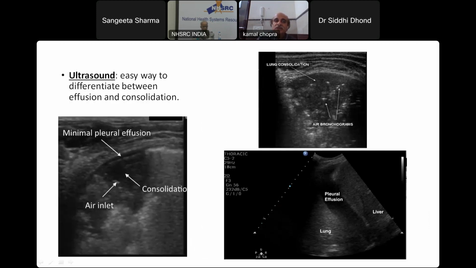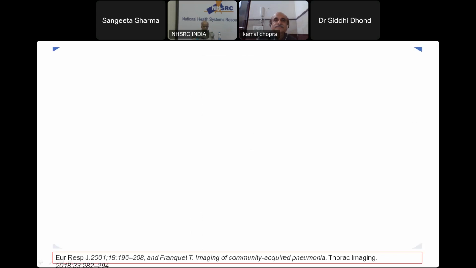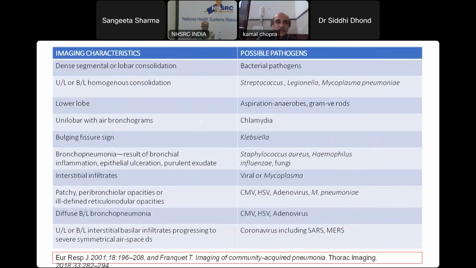Ultrasound is important to see whether there is effusion or not. If effusion is there, how much is the amount of fluid, and whether it can be aspirated or not. Sometimes when there is minimal effusion, ultrasound guided tapping is also done. So based on the involvement of the lungs on X-ray, we can make some diagnosis.